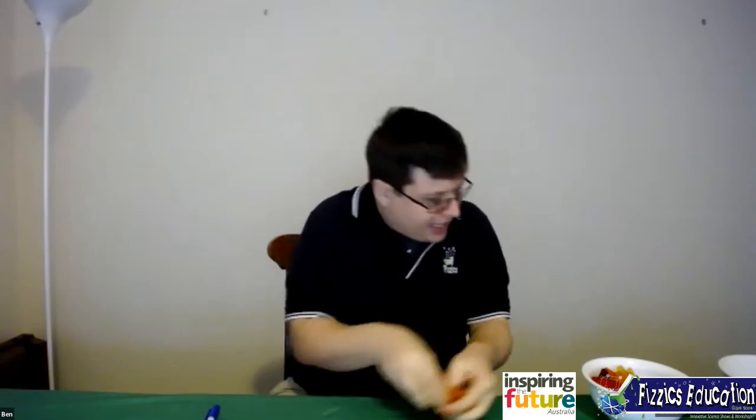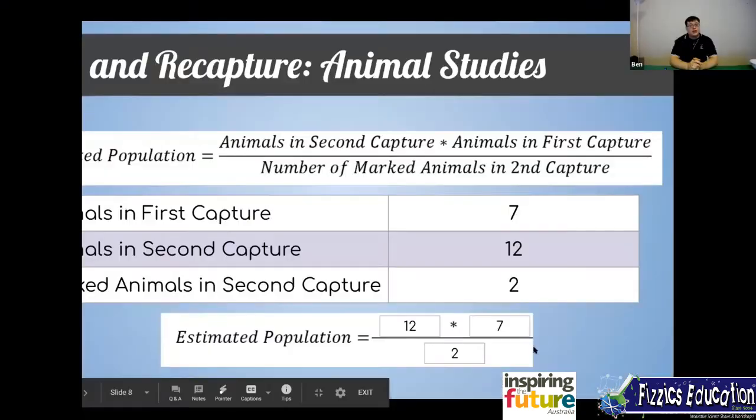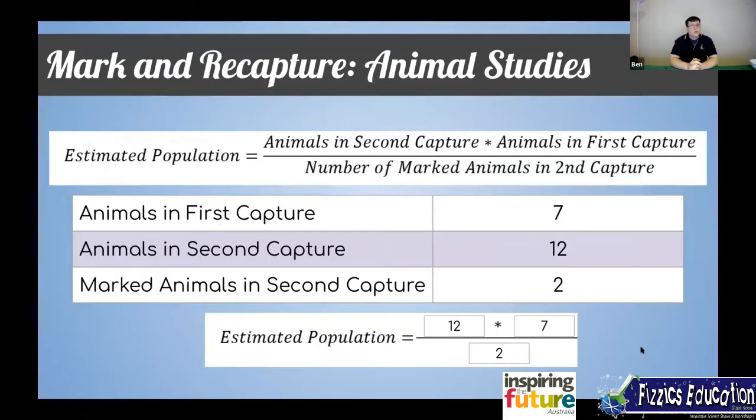How many did we capture the first time? How many did we capture the second time? And how many of that second group had the marking? Let's put them back in the ecosystem before I eat them all. And let's bring up that equation again that's got the numbers filled in. So we've got animals in first capture was 7, animals in second capture was 12, and the marked animals was 2. I put those numbers in the bottom there. So I've just got to very quickly do that calculation.